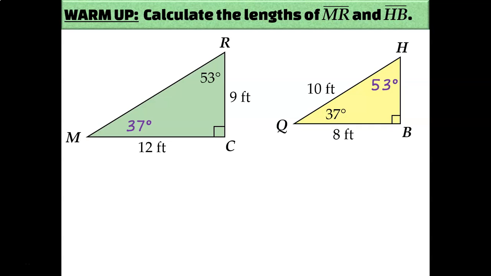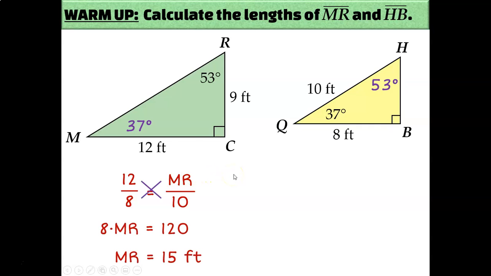Well, let's see if we can use the fact that these two triangles are similar to calculate their missing side lengths. For example, what if I wanted to know this side, the hypotenuse of this right triangle? Well, I do know the hypotenuse of the yellow triangle. And I know the lengths of both of the long legs of these triangles. So I could set up this proportion. 12 over 8, that's the long leg over the long leg, is equal to MR over 10. That's the hypotenuse over the hypotenuse. Then I can cross multiply and solve. So MR has to be 15 feet long.